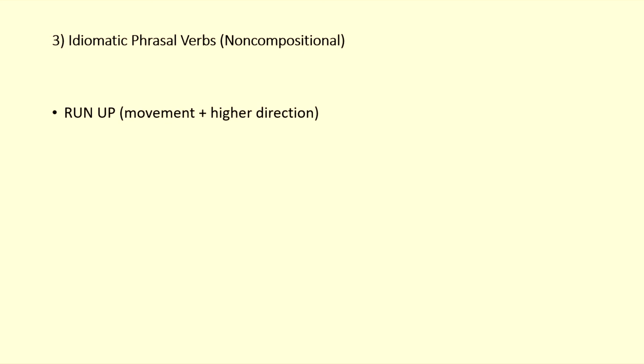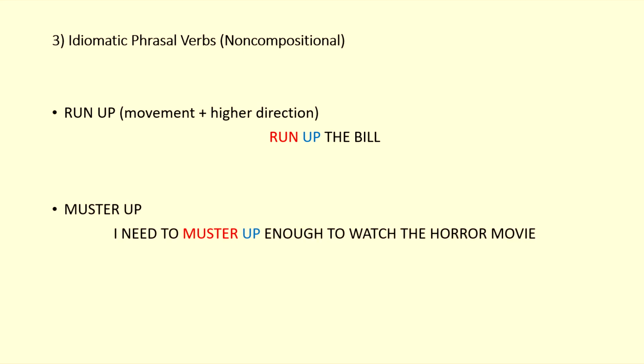For example, run up the bill. Run indicates movement and up indicates higher direction. When combined, they give us a sense of something increasing. In that case, the amount of money is increasing. Another example is, I need to muster up enough courage to watch the horror movie. If we assume that the context is that horror movies require courage, to muster up will be a synonym of gather up. Analyzing components in a specific context is the key to understanding idiomatic phrasal verbs. Despite the extensive lexical production, as stated before, some logic can fortunately be found.